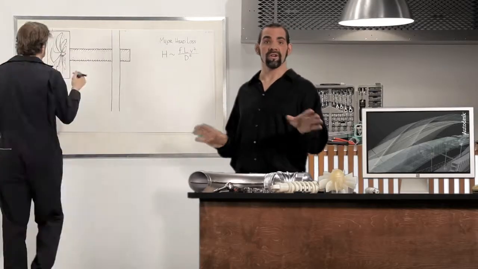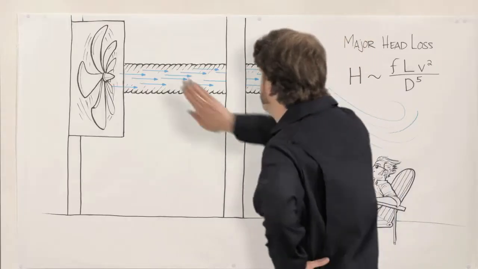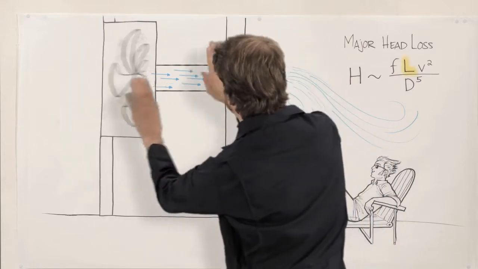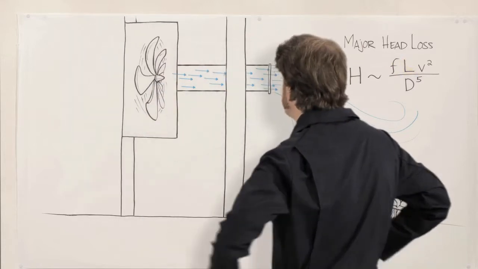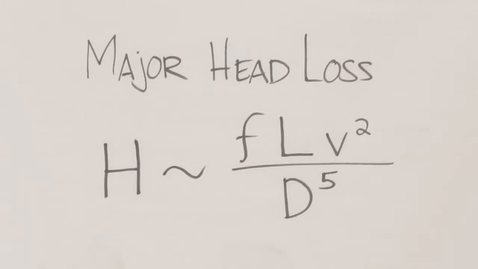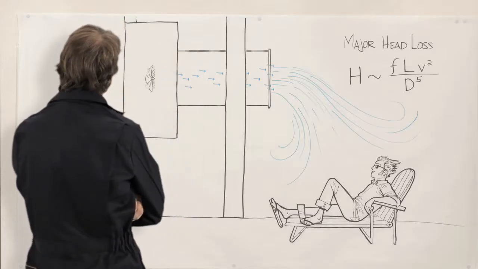Let's say you're pushing air through the ducts in a building. To reduce major head loss, you can make the ducts smoother to reduce surface friction, you can reduce the length, and for a big improvement, you can reduce the velocity. But since head loss drops with the 5th power of diameter, a bigger duct gives you enormous improvements. Doubling the diameter cuts losses by 32 times.